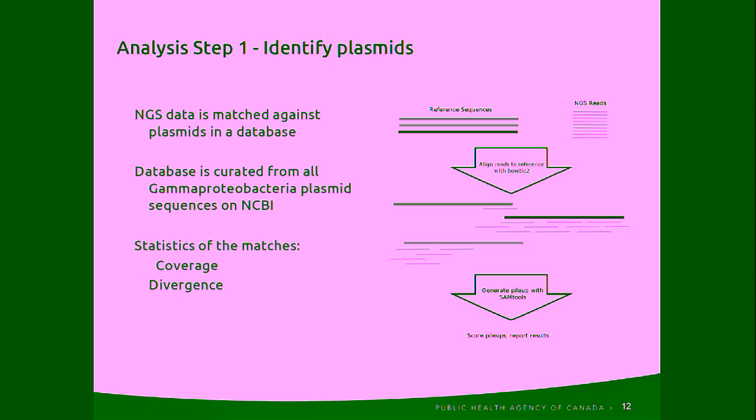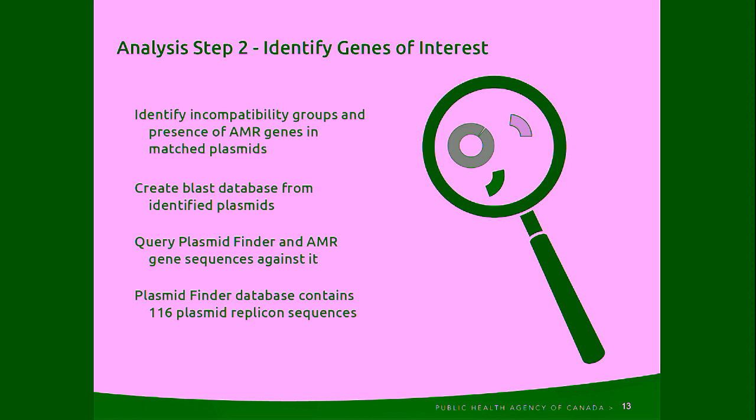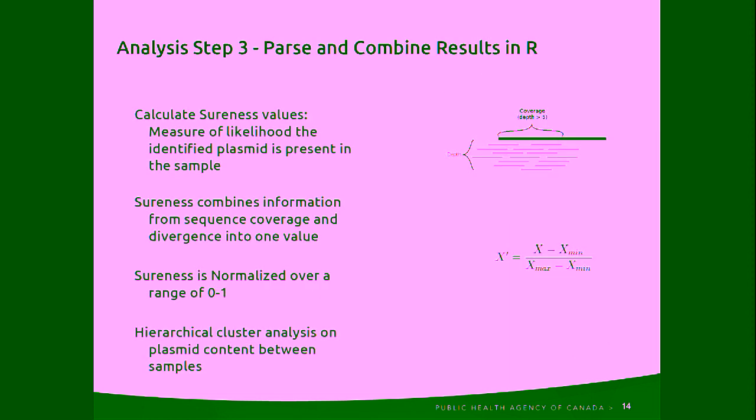The statistics you derive from these matches are coverage and divergence. Next, we use BLAST to identify genes of interest within those plasmids. So we're looking for replicon sequences to identify incompatibility groups, and we're also looking for genes of interest in the form of antimicrobial resistance. Don't know what slide's next, so let's find out.